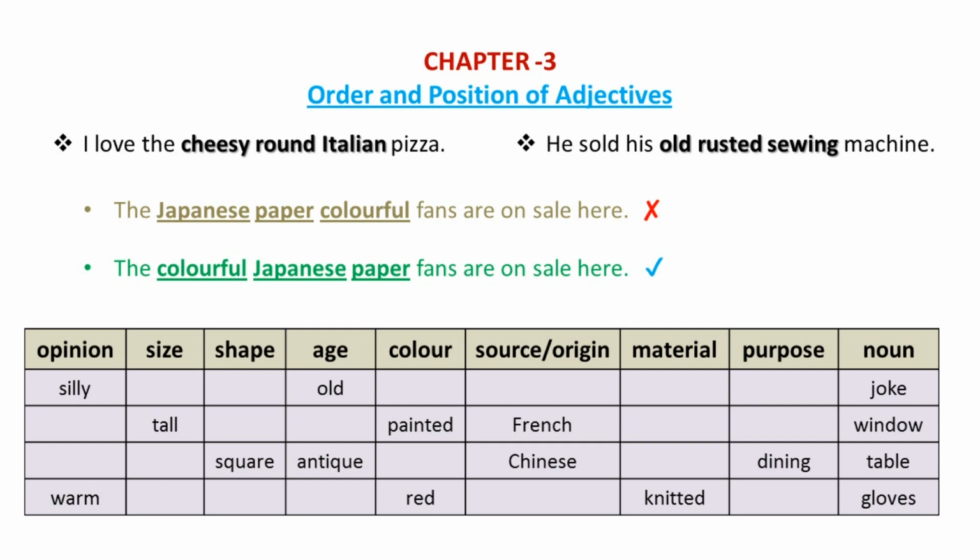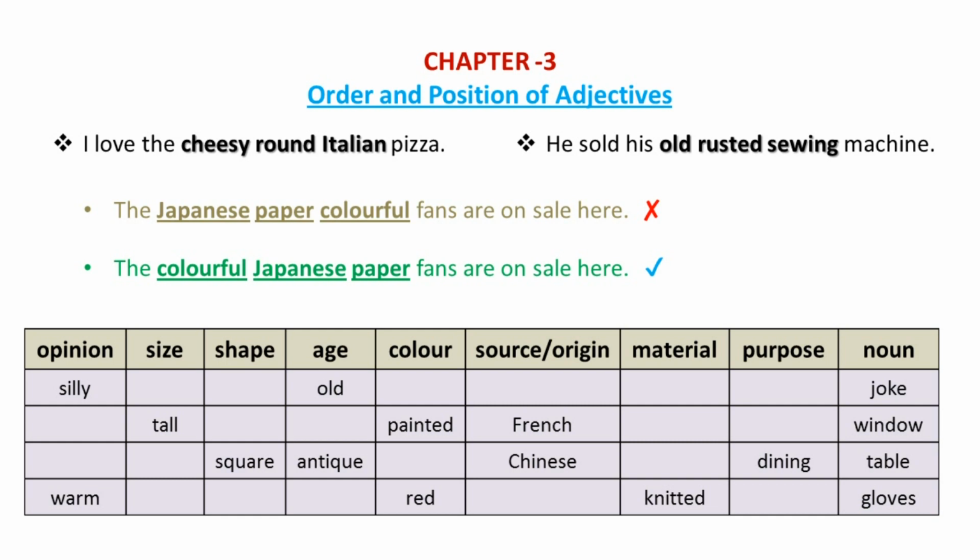Silly old joke. He told me a silly old joke. Silly is your opinion about the joke, and old is the age of the joke, means it is an old joke. So, silly is opinion and comes first, and then comes age, that is old. Silly old. He told me a silly old joke.